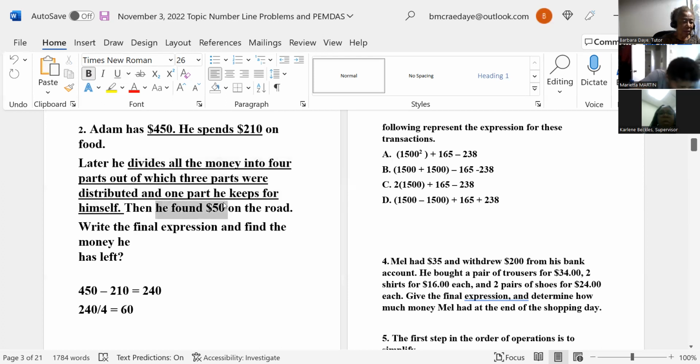Now tell me, Marietta, how much did he give away of the money? He divides the money into 4 parts, out of which 3 parts were distributed. So he gave 3 parts away. How much did he give away? Oh my god, I can't remember. I know I get all that, and then I subtract the 60. Back up, Marietta. Let's think now.